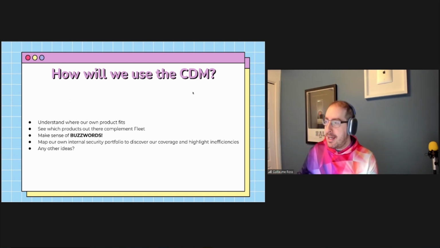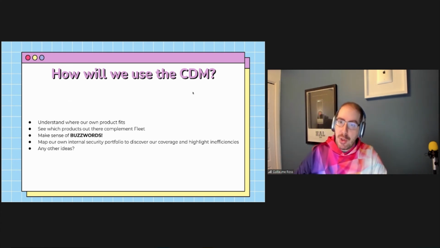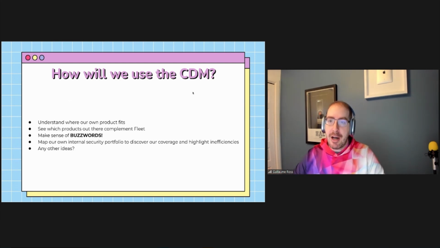So how we'll use this at Fleet is to understand where our own product fits, right? As we add more features, do we start covering more to the right? Are we starting to do more protect? Are we doing some detect? We'll see which products out there complement Fleet, right? Because we have APIs, we have integrations. And sometimes when we put this on a map, we can see, oh, if someone is using Fleet, that really helps them in this area. But if they're also using this other product, it can help them cover networks, for example, right? We don't make network security tools. And then we'll make sense of buzzwords because there's way too many of them out there.